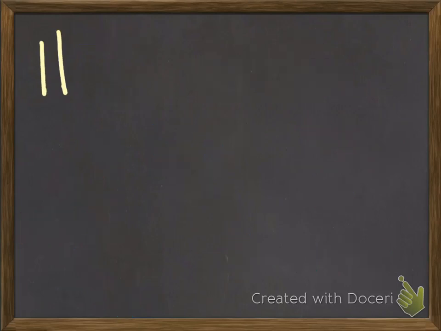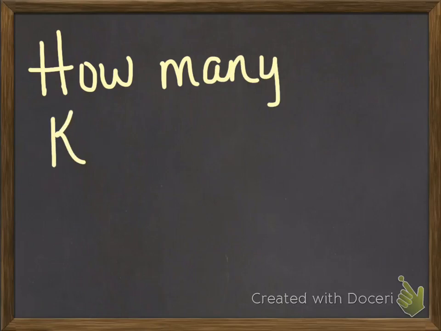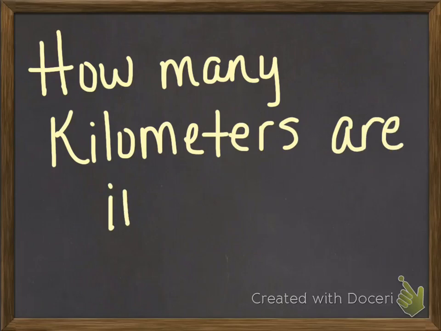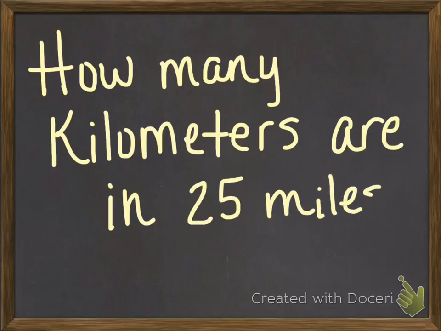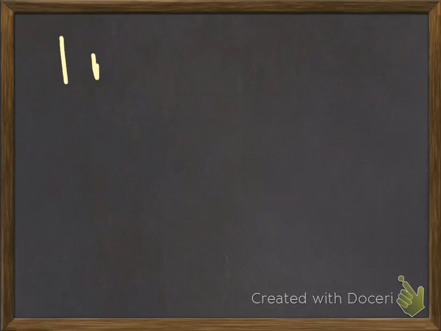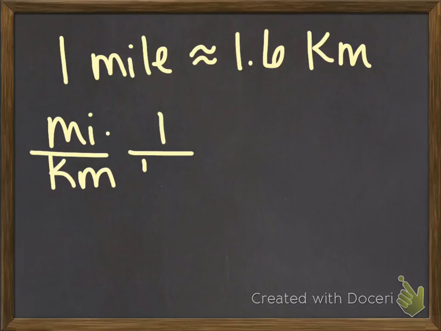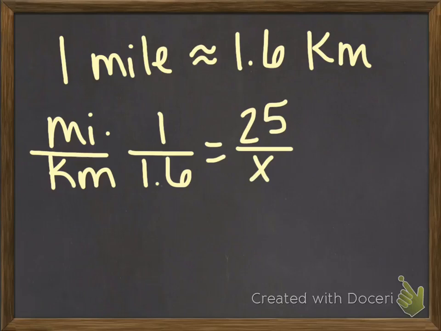Let's try another one. This time we're going to look at how many kilometers are in 25 miles. This time my conversion is approximate. 1 mile is about 1.6 kilometers. I am still going to start with my labels, miles and kilometers, and fill in what I know. 1 mile is about 1.6 kilometers. On the other side of my proportion, I was given 25 miles and asked to find the number of kilometers.